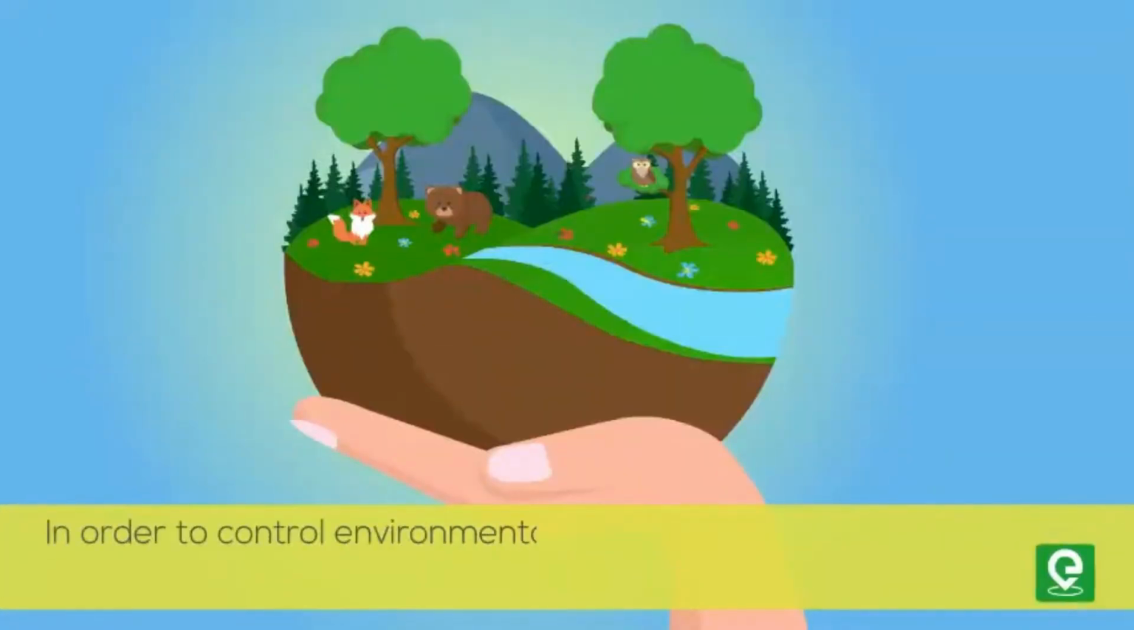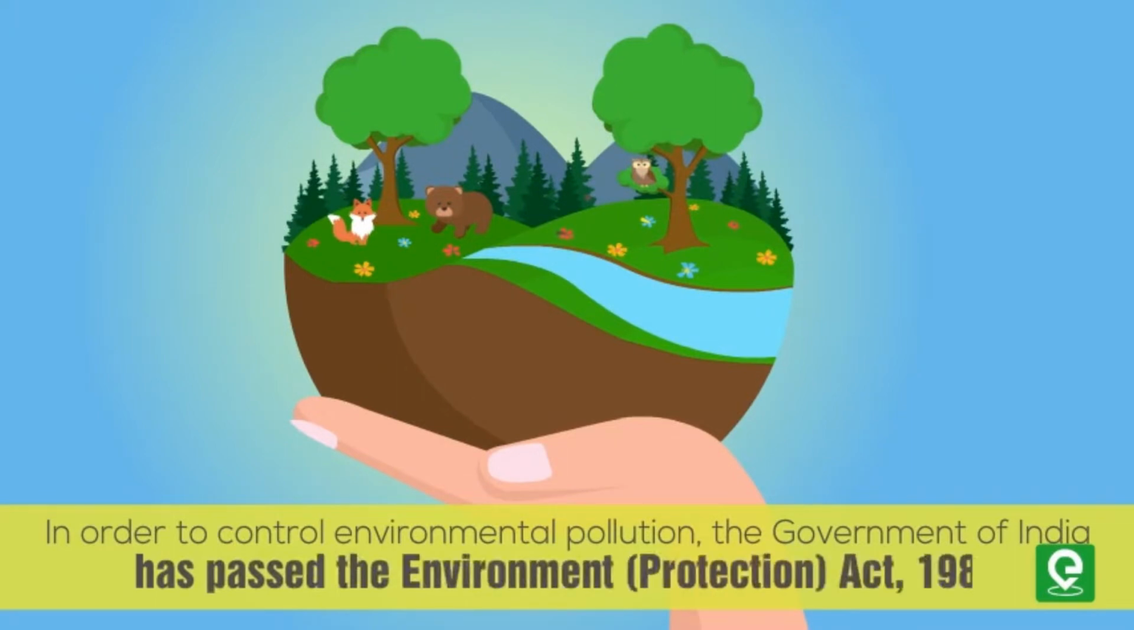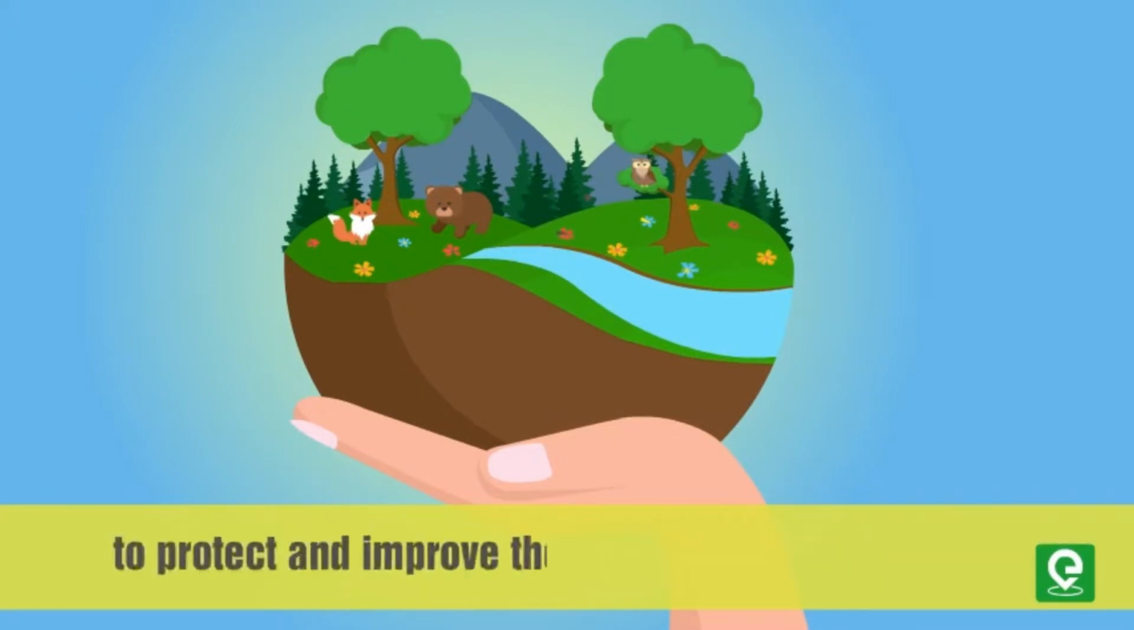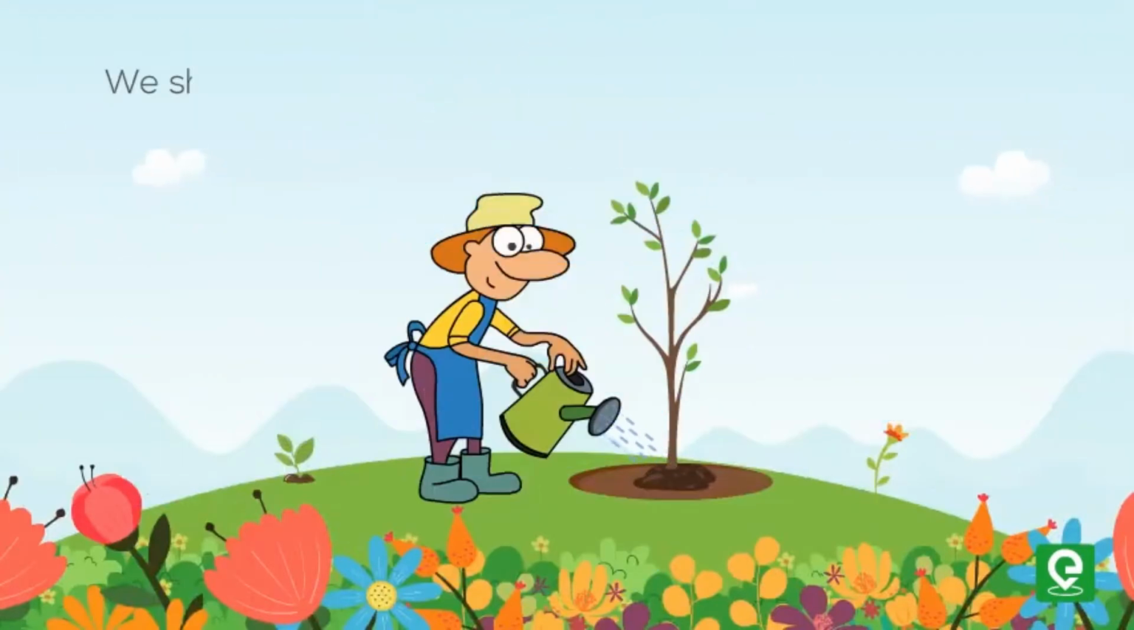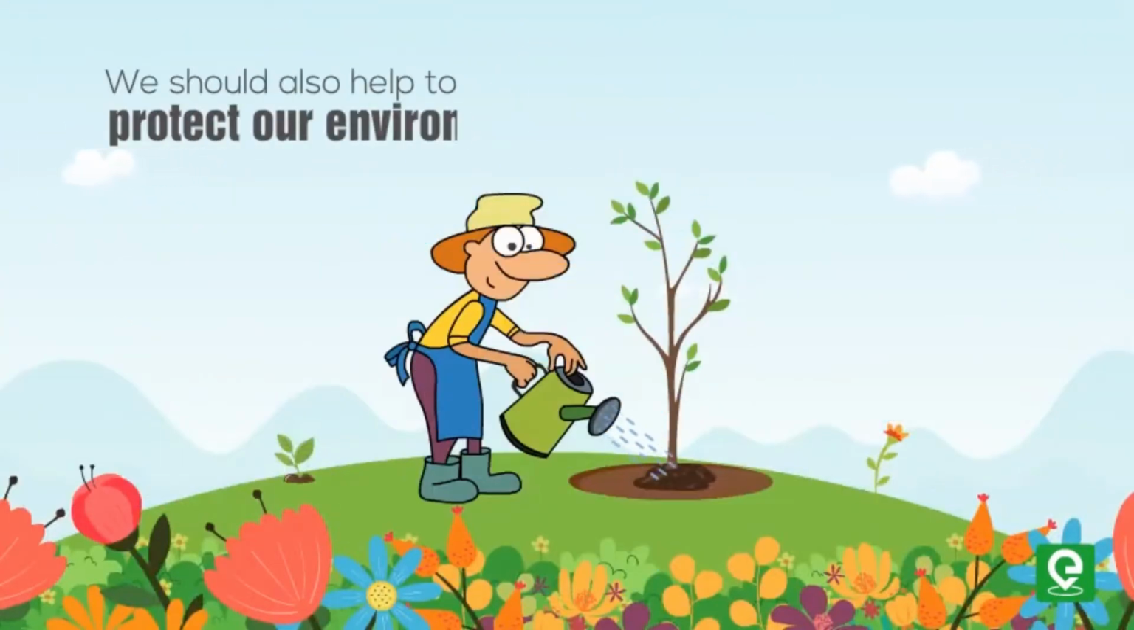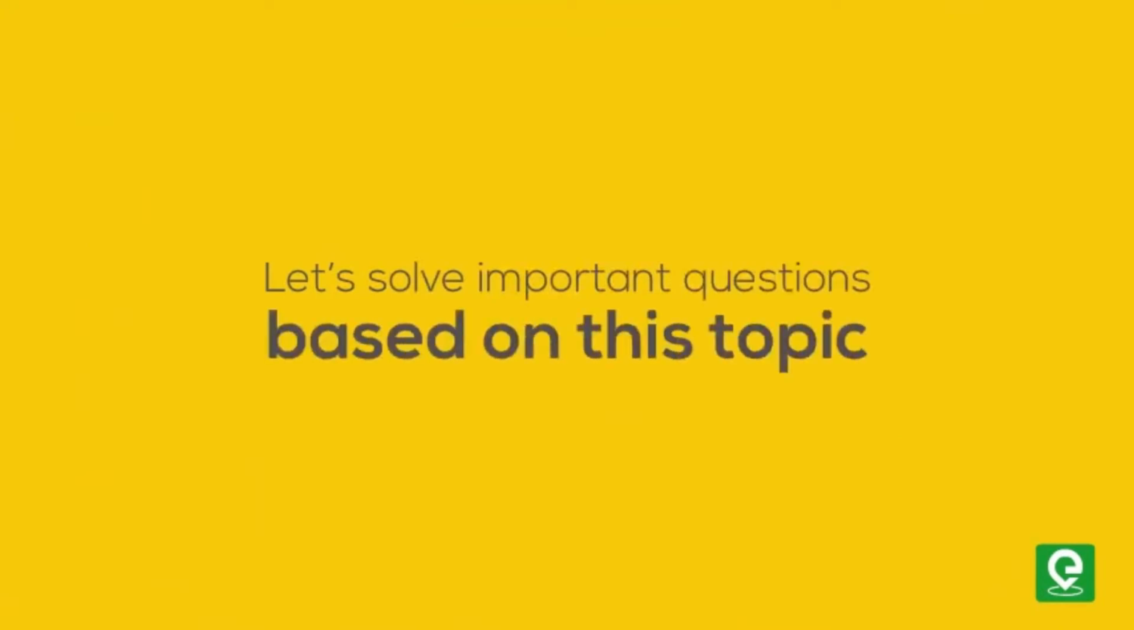In order to control environmental pollution, the Government of India has passed the Environment Protection Act 1986 to protect and improve the quality of our environment. We should also help to protect our environment. Let's solve some important questions based on this topic.